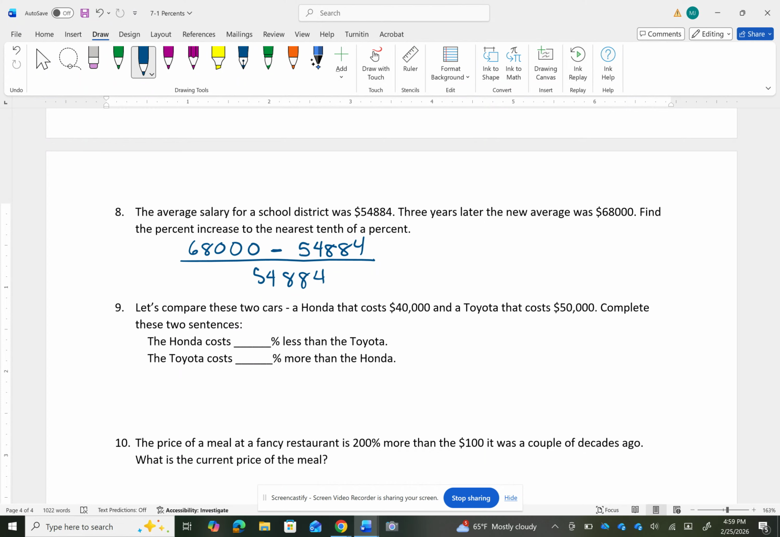So 68,000 minus the 54,884, that's 13,116 I'm getting. That is positive because the salary increased. Now I'm going to divide that by the 54,884, because that's what I'm comparing back to. And what I'm getting is that this would be about 0.23, and I'm going to go ahead and write down what I see on my calculator.